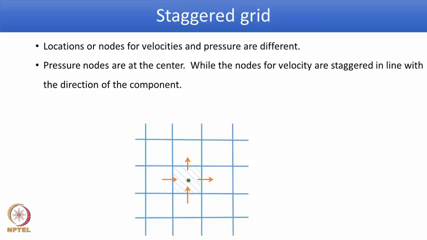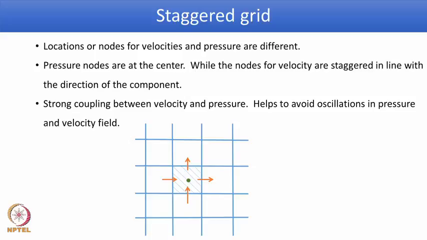Now, this results in different computation. Pressure nodes are at the center, while the nodes for velocity are staggered in line with the direction of the component. There is one big advantage: there is a strong coupling between velocity and pressure. As we can interpret from this figure, the pressure at the center is responsible for the u velocity flow as well as for the v velocity flow. Hence, there is a natural strong coupling between velocity and pressure, and this avoids oscillation in the pressure as well as the velocity field.